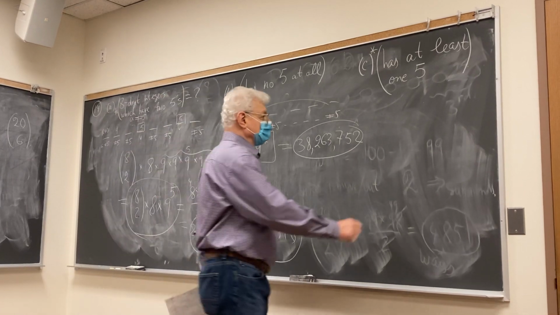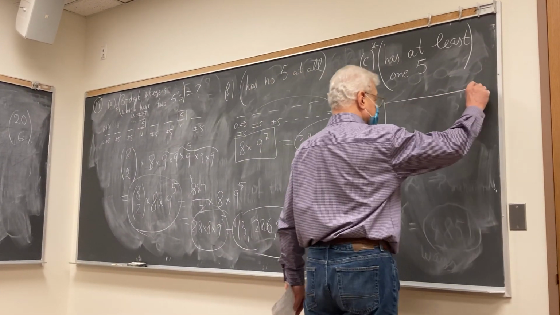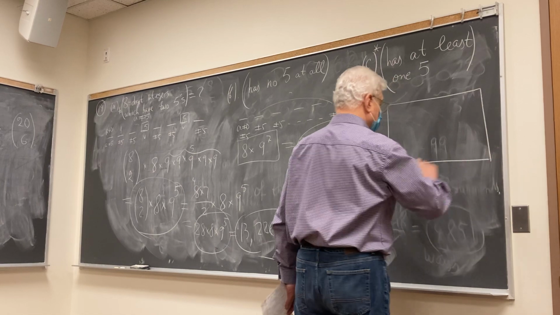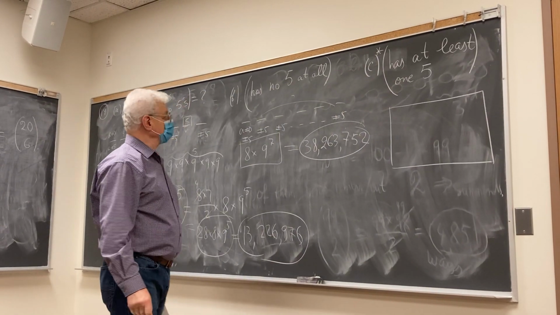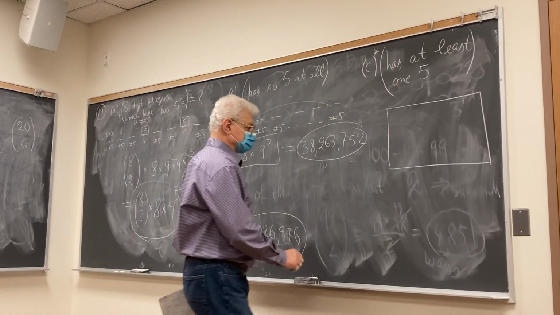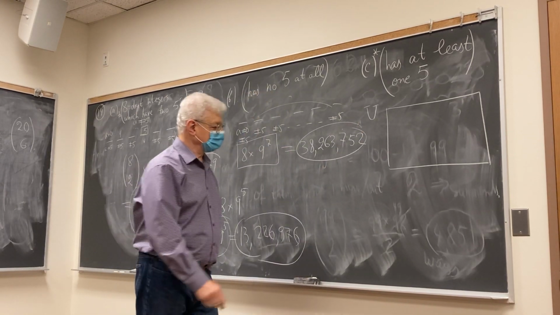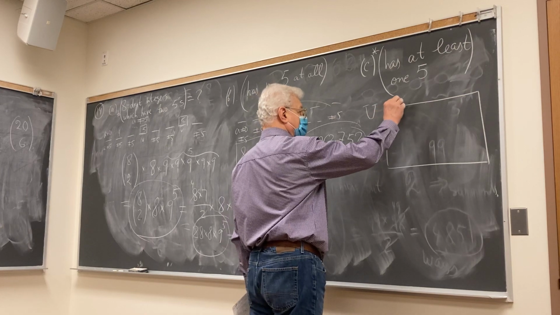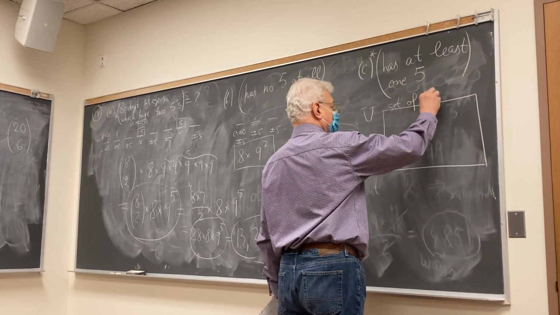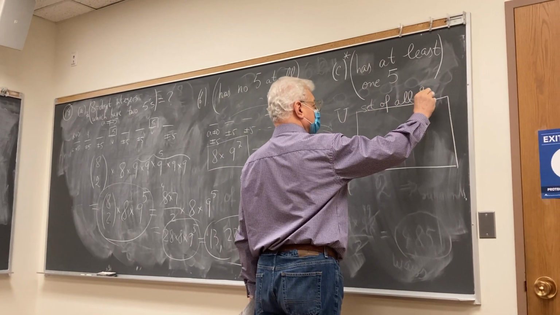Now we have to solve this as follows. Consider all possible 8-digit numbers, and so consider this as a universal set. Okay, U is the set of all 8-digit numbers.